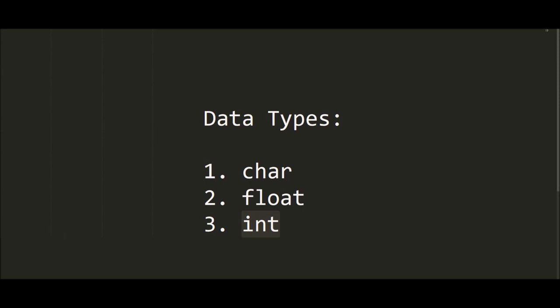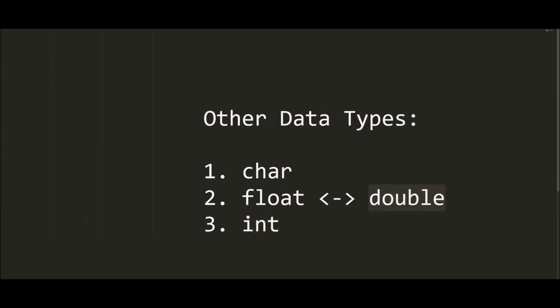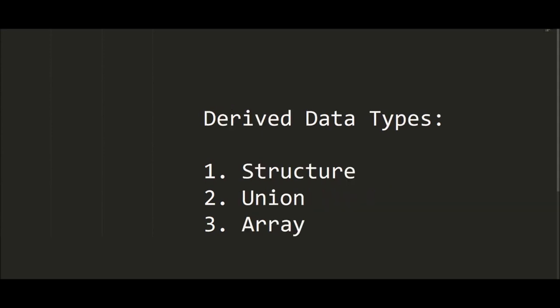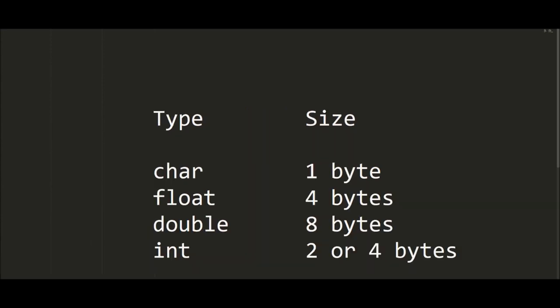These three data types are the basic data types of the C language. They are known as primary data types or primitive data types. There is another data type in C that is double. Double is derived from float, but the difference is that double can store more digits than float. Then you have the derived data types. These data types are derived from the primitive data types, and we will talk about them later in the upcoming videos.